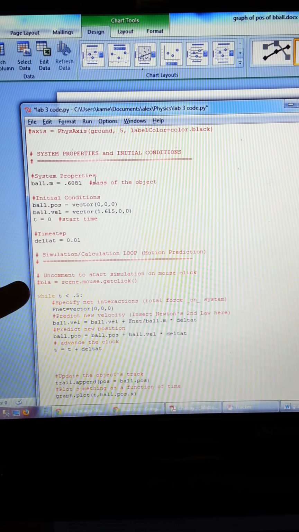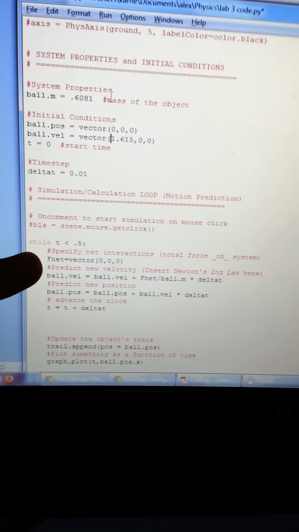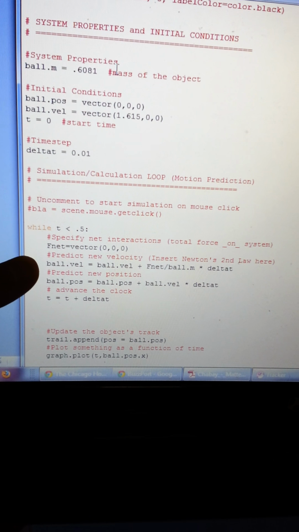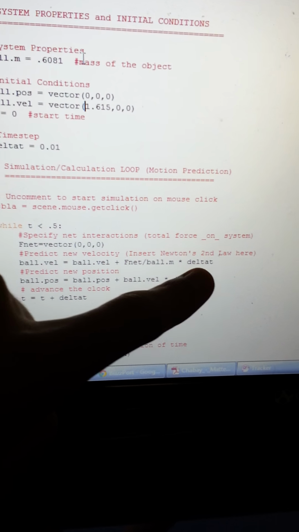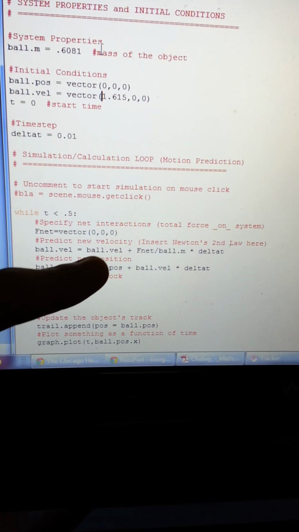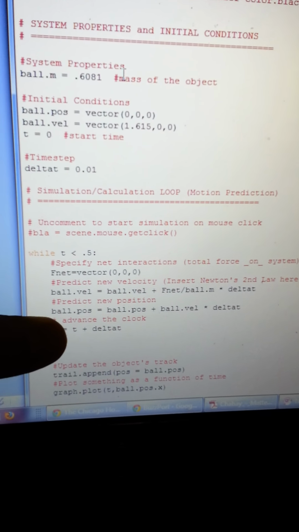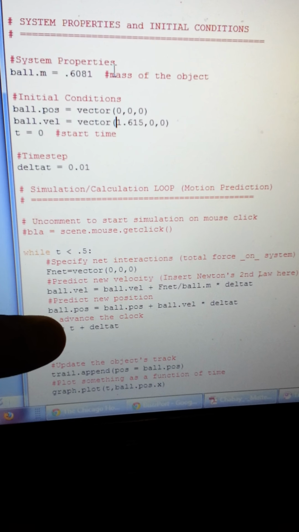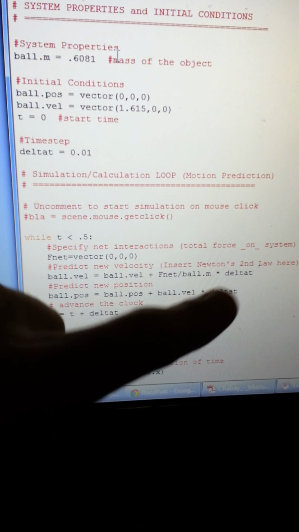Here it was for 0.5 seconds, half a second, and the net force was 0, which we see here in Newton's second law. Since the force is 0, this whole part of the equation cancels out, so the ball's velocity remains constant. And then we use that to predict the ball's position over the time interval.